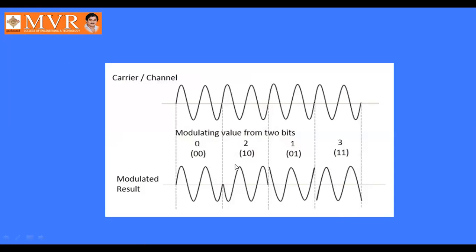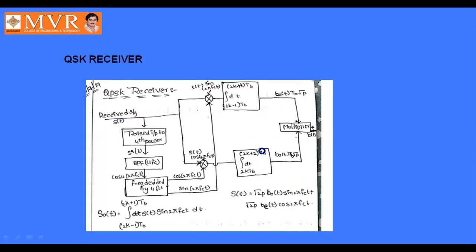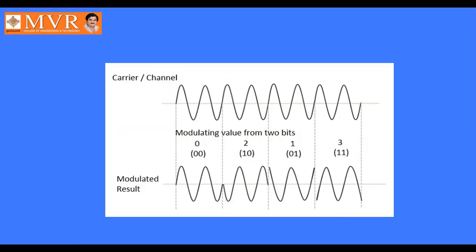So grouping means 0 0 is the first group, 1 0 is the second group, 0 1 and also 1 1, and there exist 4 phase shifts.